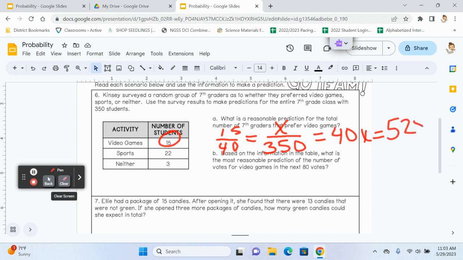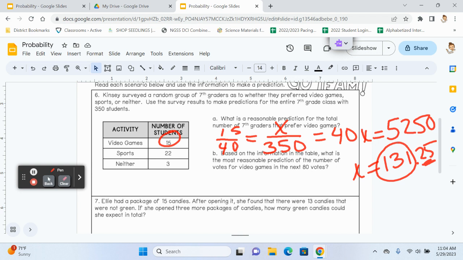5250. You can type that in your calculator if you'd like. So that means 40 times something equals 5,250. To undo this, we need to divide. So in your calculator, type 5250 divided by 40. What you should get is 131.25. Well, this means this is a partial student, right? You can't have 0.25 of a student. So a reasonable prediction for this would just be 131 students.